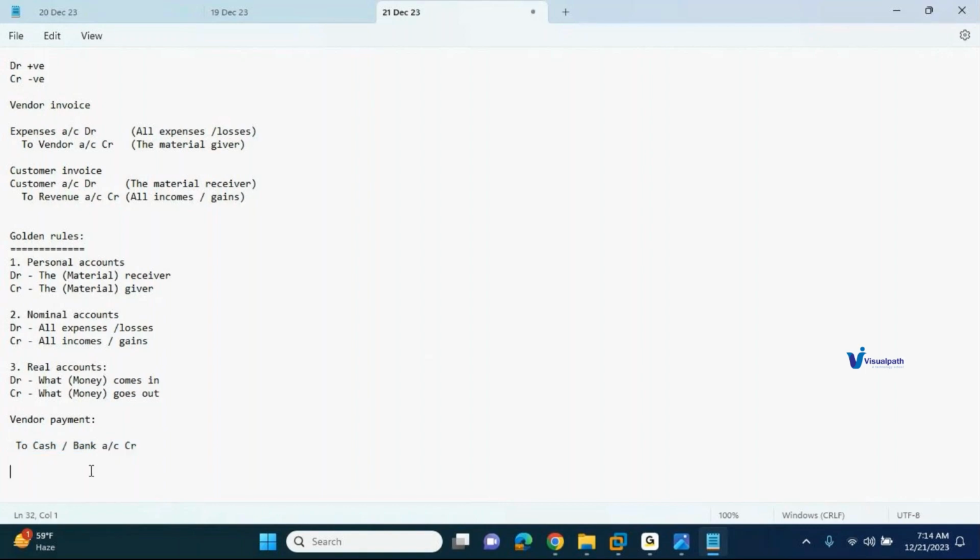Whenever you are doing customer payment, your cash or bank balance will be increased. Why? You are receiving money from your friend.